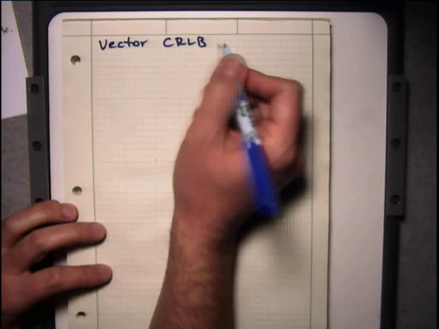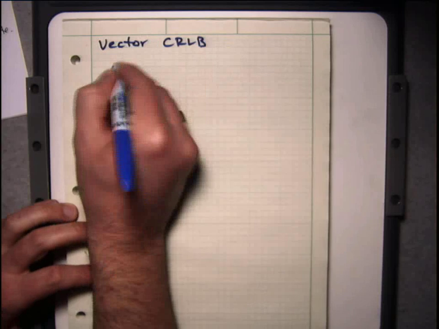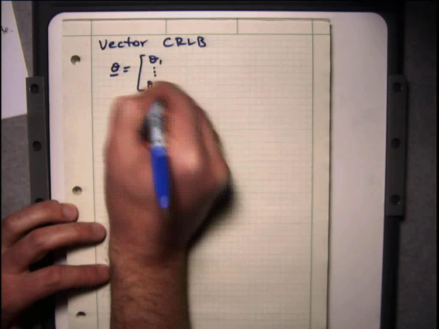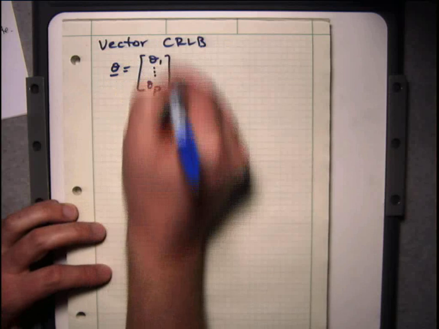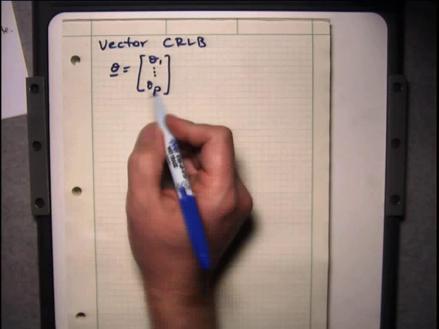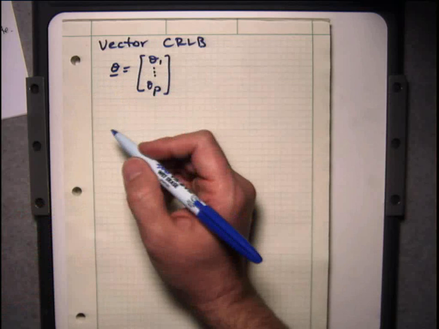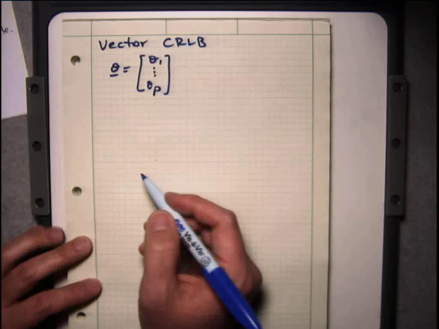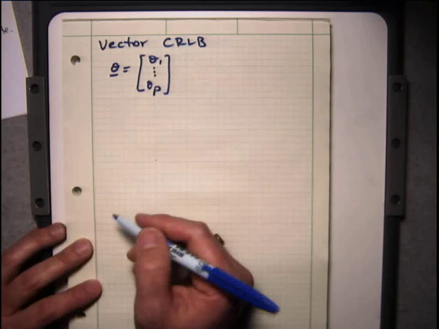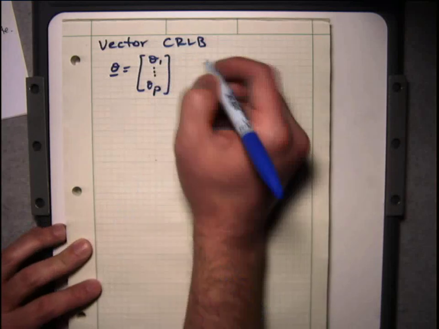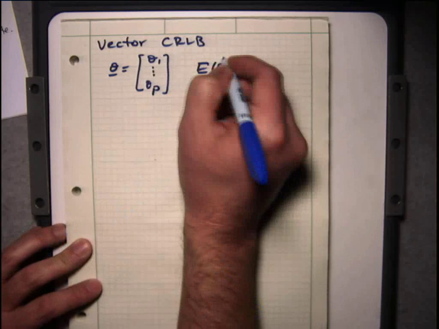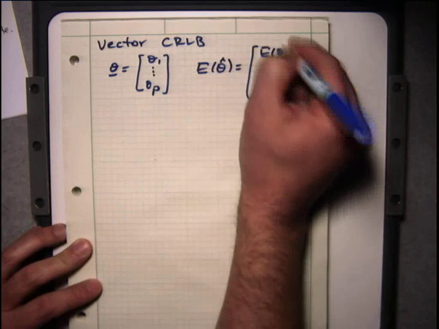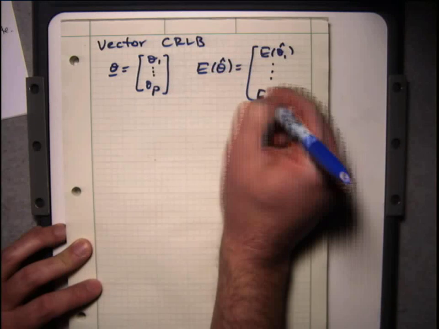So here, what we mean is that instead of a single parameter theta, you have a vector, theta 1 through theta p, where little p is the number of parameters you're trying to estimate. Okay, and so accordingly, theta hat would be theta 1 hat through theta p hat. And notation-wise, the expected value of theta hat is, of course, the element-wise expected value.